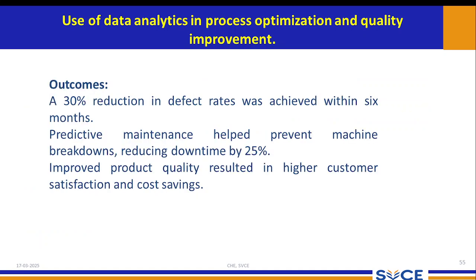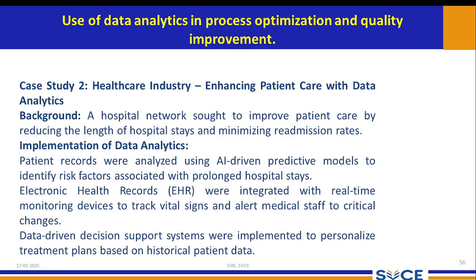So the outcome is a 30% reduction in defect rates, achieved within 6 months. Analyzing the data and using machine learning models will help you reduce the defect rate by 30% within the 6 months. Predictive maintenance helped to prevent machine breakdown, reducing the downtime by 25%. Improved product quality resulted in higher customer satisfaction and cost saving.